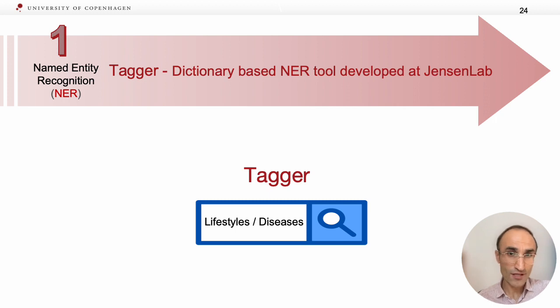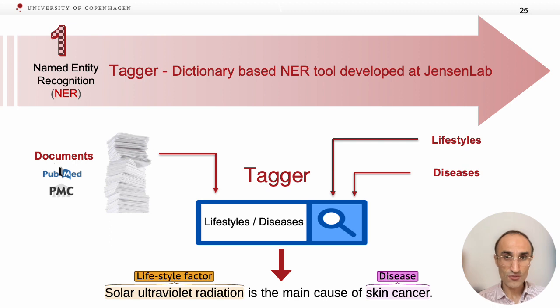Okay, now that we have the lifestyle factor ontology, we can use it to finalize the first step, which was named entity recognition, and we used Tagger, which is a dictionary-based NER tool developed at Jensen Lab to detect both lifestyle mentions and disease mentions in the text. As you can see, Tagger receives biomedical literature and both lifestyle and disease ontologies and is able to tag or detect both lifestyle mentions and disease mentions in the text.